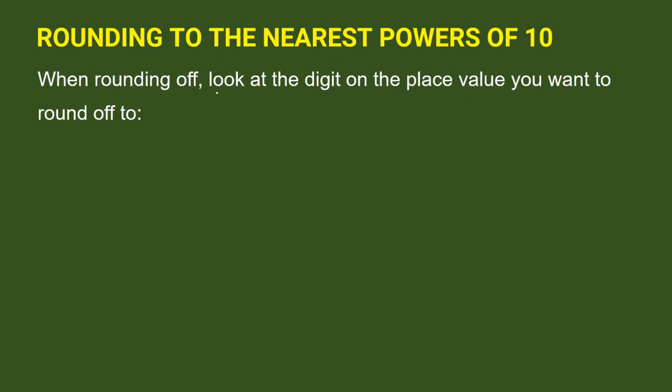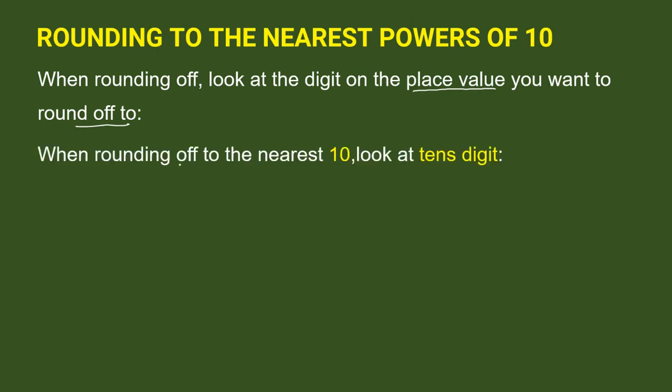When rounding off, look at the digit on the place value you want to round off to. When rounding off to nearest 10, look at the tens digit. Like we have this number here. Which number is the tens here? It is the 7, this 7. So this is the tens digit. This is the number that is going to be increased by 1 or remain the same.